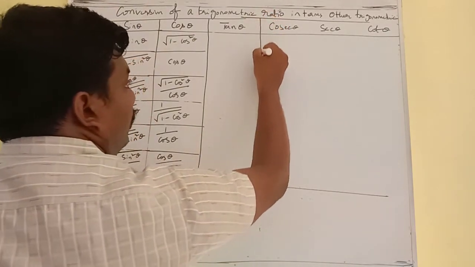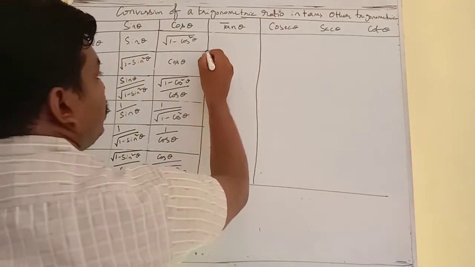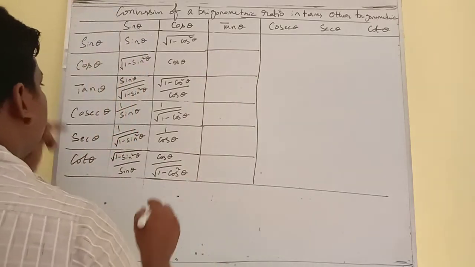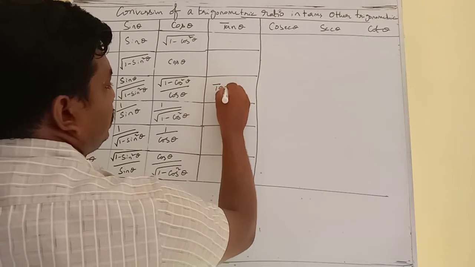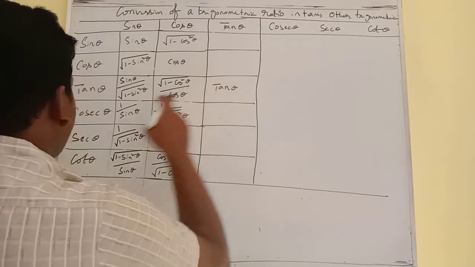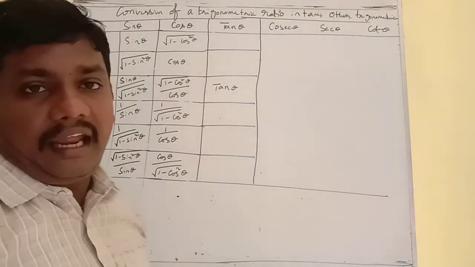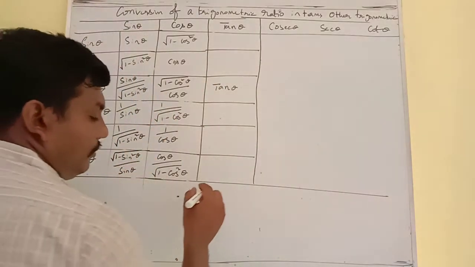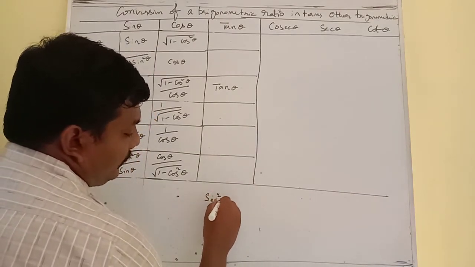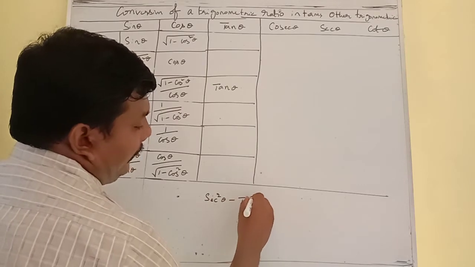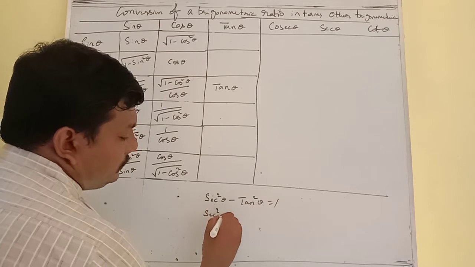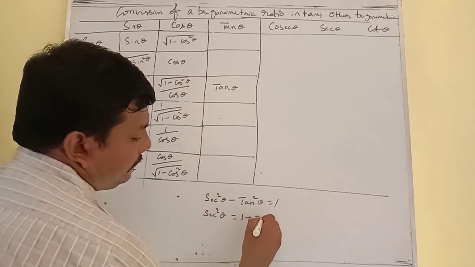Then coming to tan theta. How to convert the given trigonometric ratios in terms of tan theta? Directly, tan theta we write as tan theta. Now tan theta and secant theta have a relation, that is the second trigonometric identity: secant square theta minus tan square theta equals 1. We are going to find secant square theta: secant square theta equals 1 plus tan square theta.